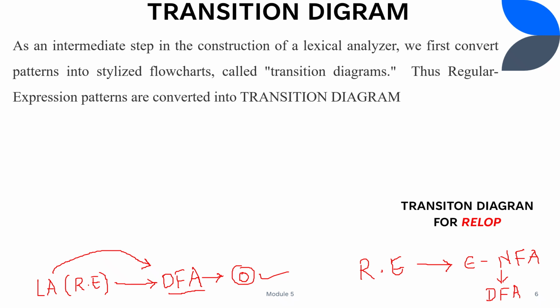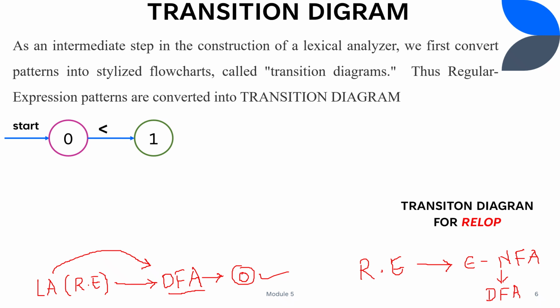Thus, as the slide says, as an intermediate step in the construction of a lexical analyzer, the patterns are first converted into flowcharts, which are called transition diagrams, or you can also call it a DFA. Thus, regular expression patterns are converted into transition diagrams. Let us understand how a transition diagram is created for any relational operator. So we start with the start state. Now, if in the start state I receive a less than sign, then I go to my next state.